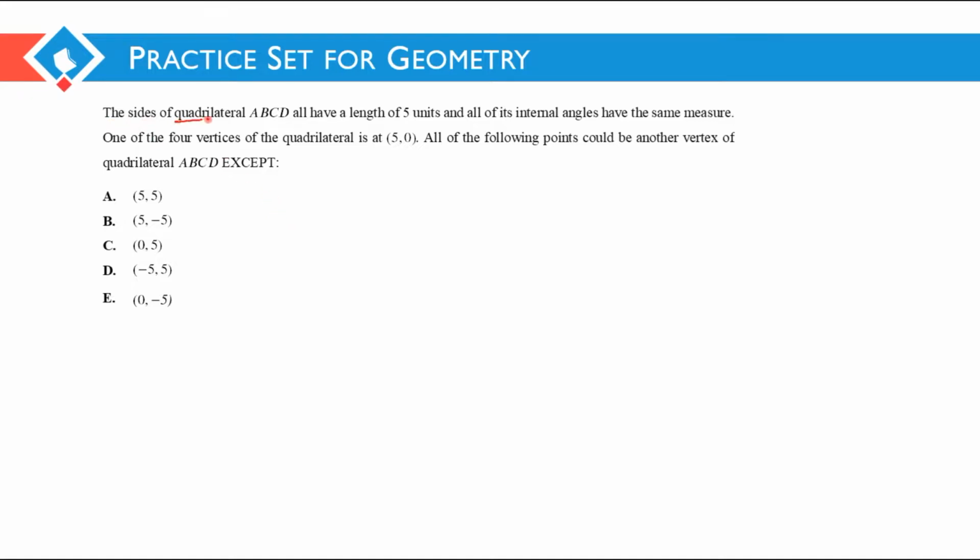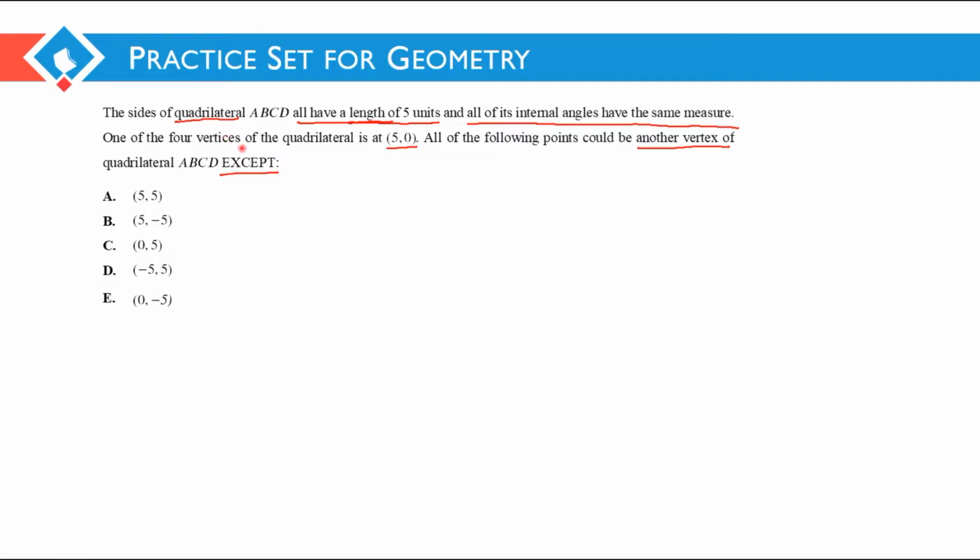The sides of quadrilateral ABCD all have a length of 5 units, and all of its internal angles have the same measure. One of the 4 vertices of the quadrilateral is at (5, 0). All of the following points could be another vertex of the quadrilateral ABCD except.